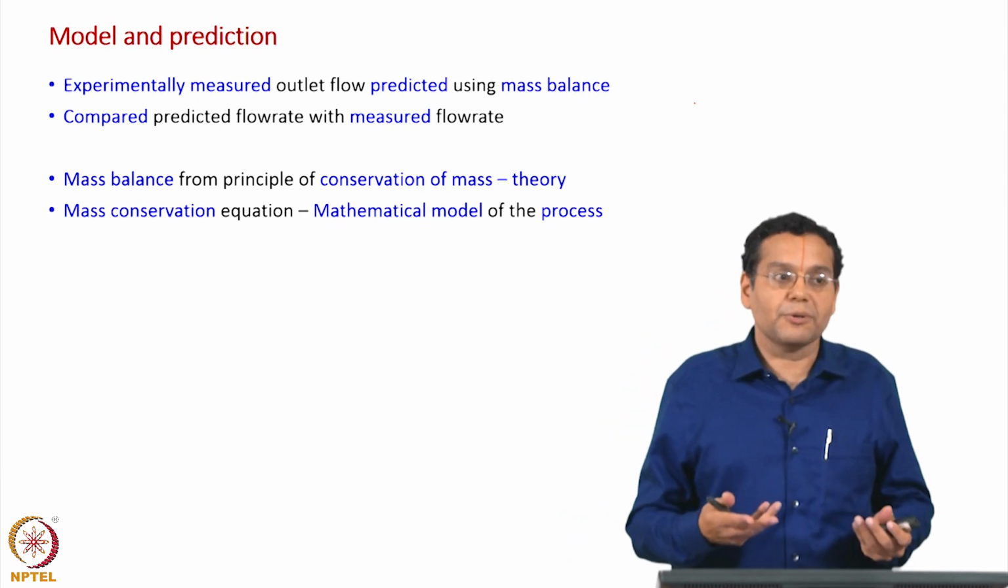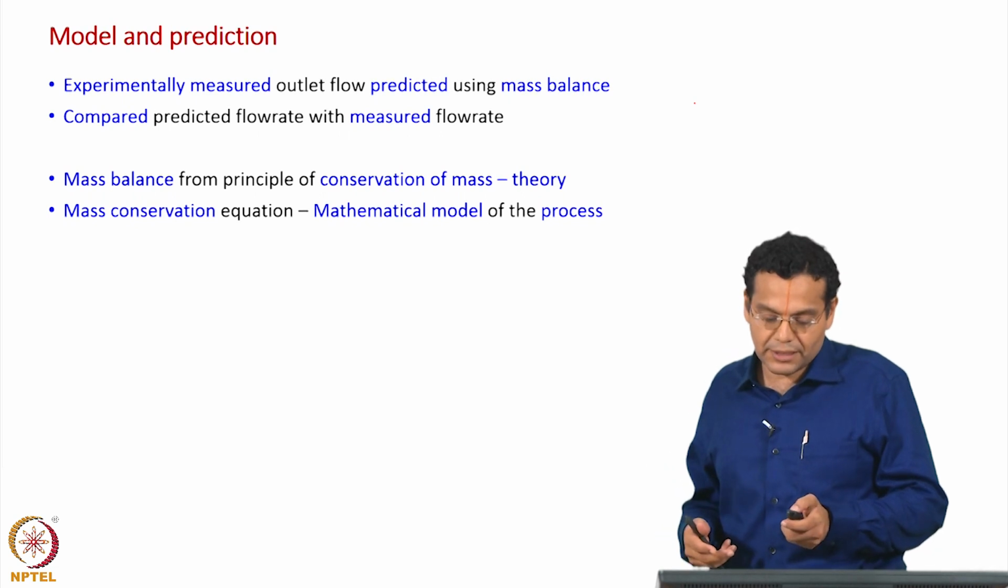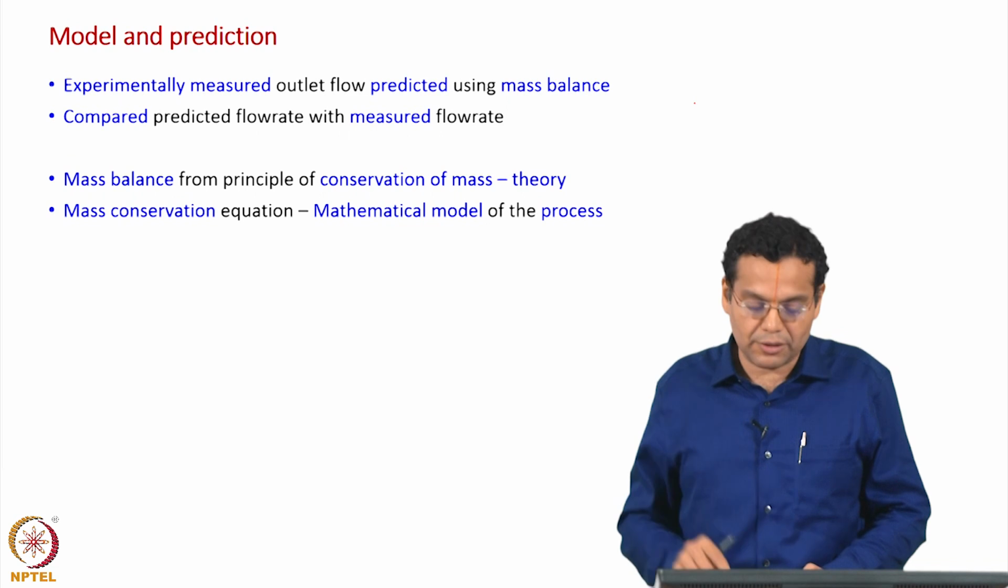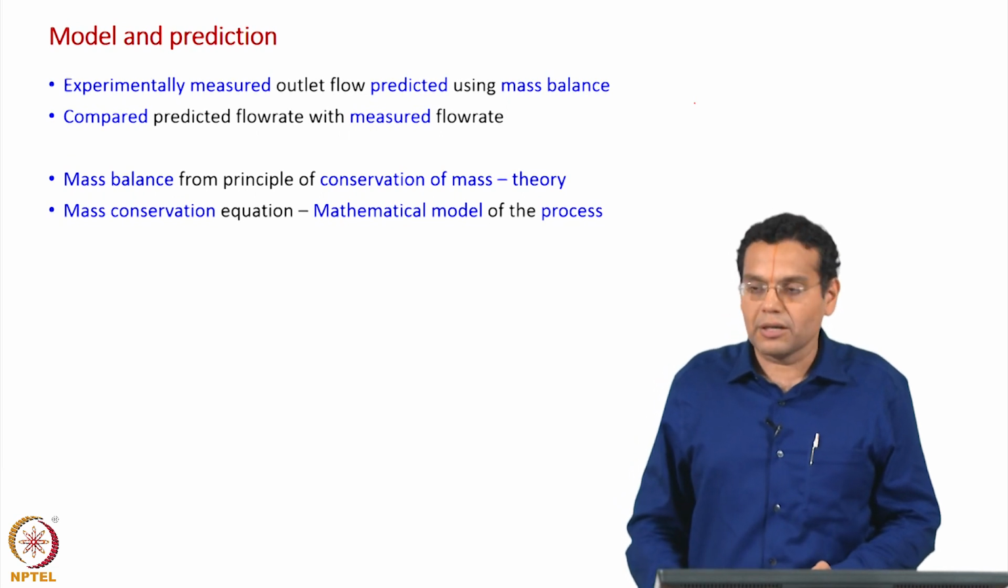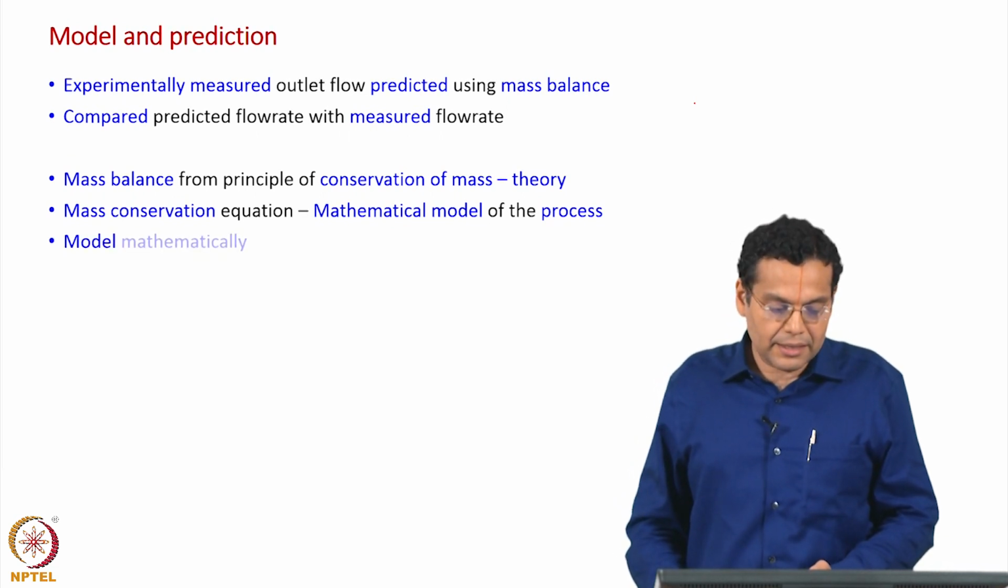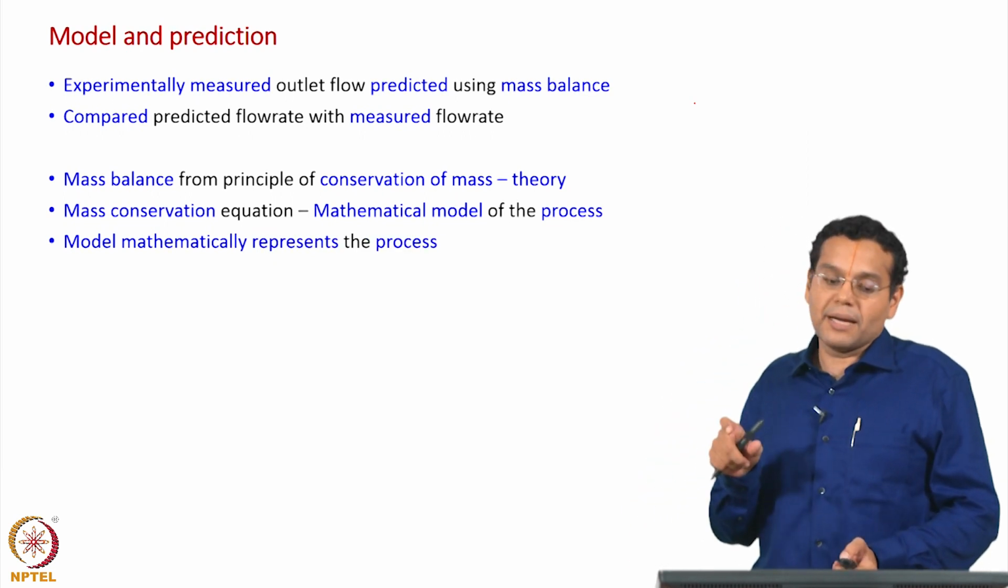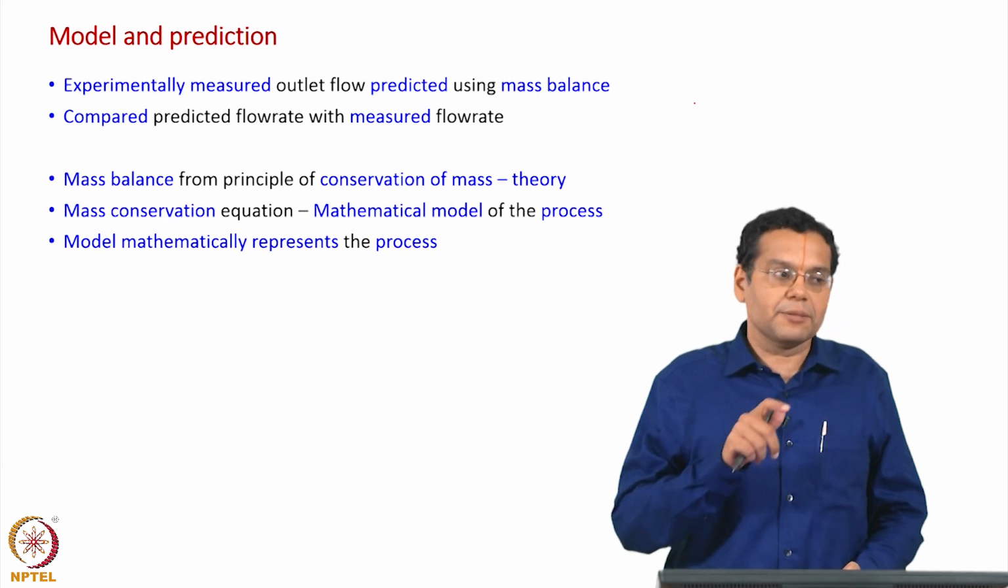The densities also happen to be the same. So, a very simple process. And for this case, the mass conservation equation, or the mass balance we wrote, is called the mathematical model for this process. Okay. And why is it a model?